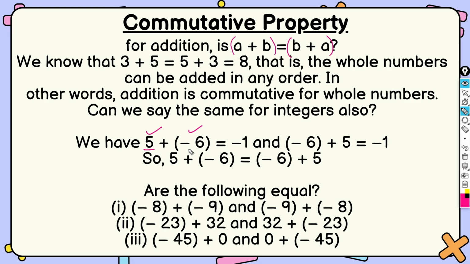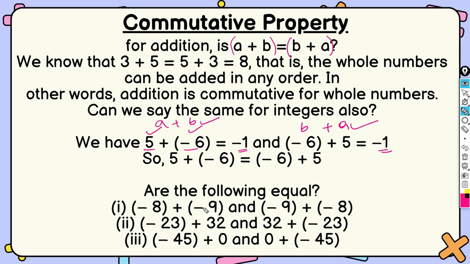These both are integers. So 5 plus minus 6 is, since both are having different signs, we should subtract. So 6 minus 5 is 1, and since 6 is the larger number, we put a minus sign. So solution is minus 1. And similarly, this is a, this is b. Now minus 6 is b and 5 is a. B plus a is minus 6 plus 5, which is equal to minus 1. So a plus b is equal to b plus a.